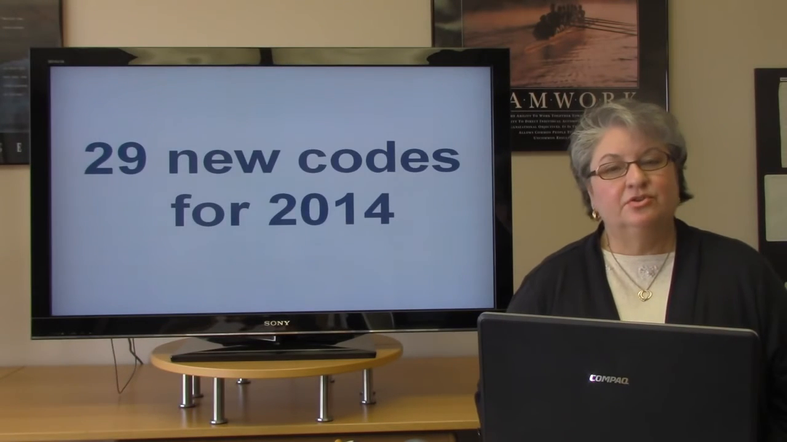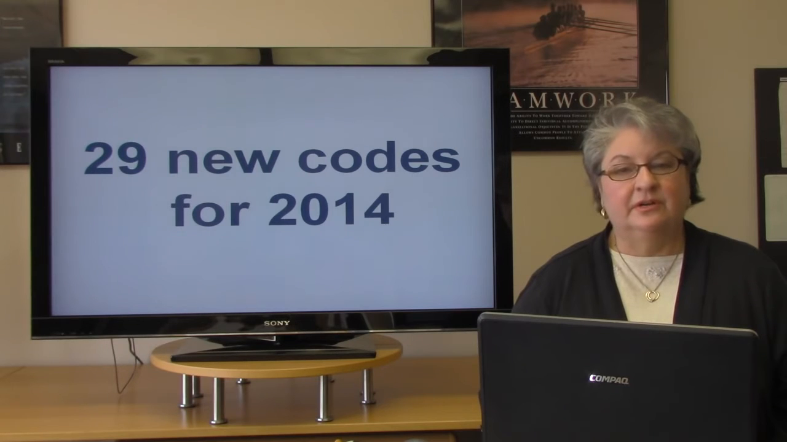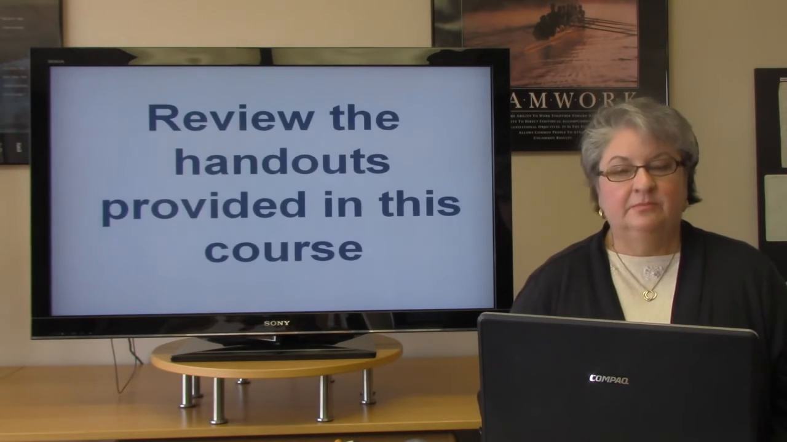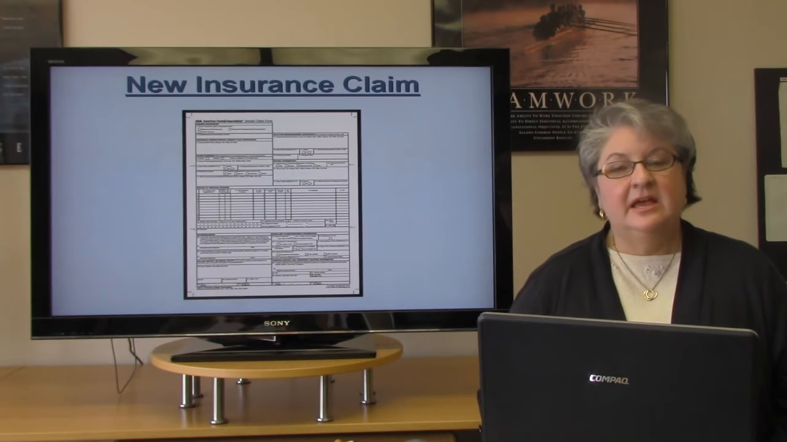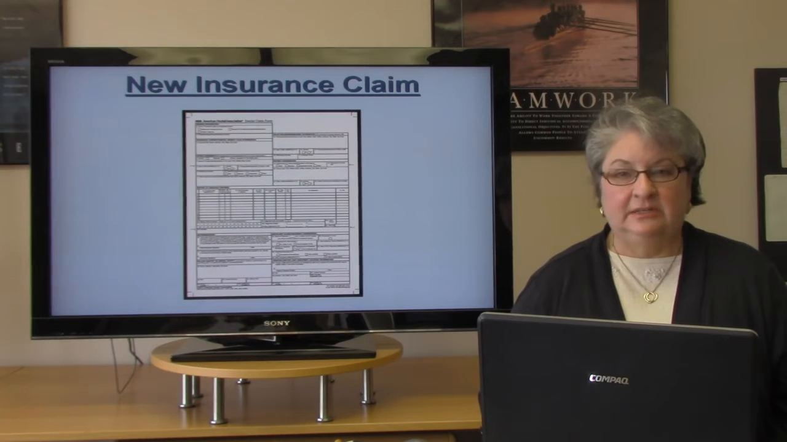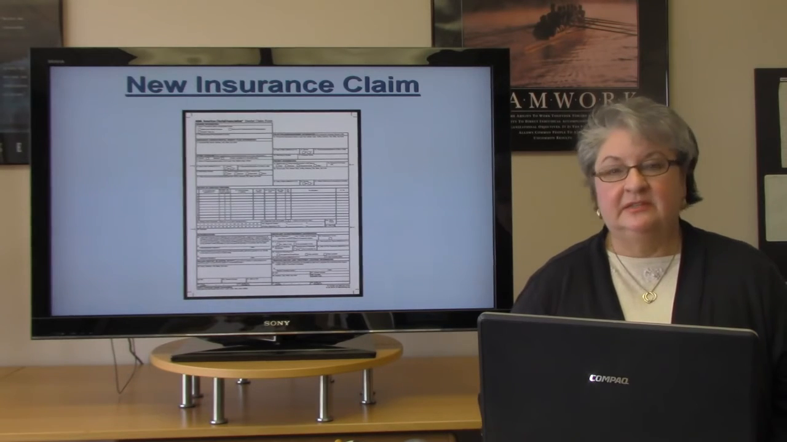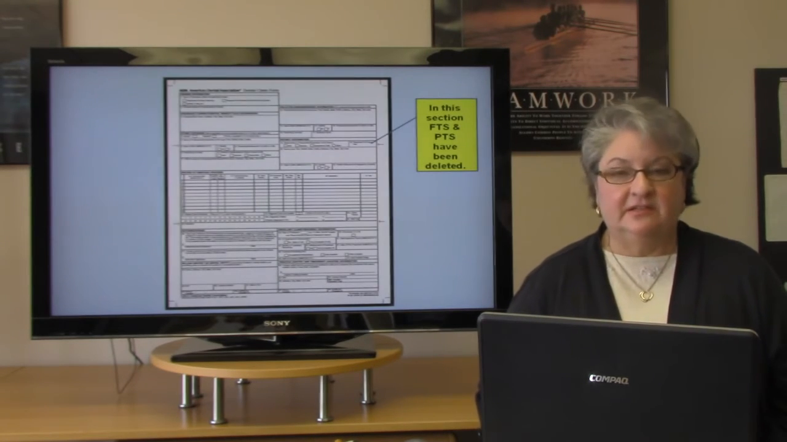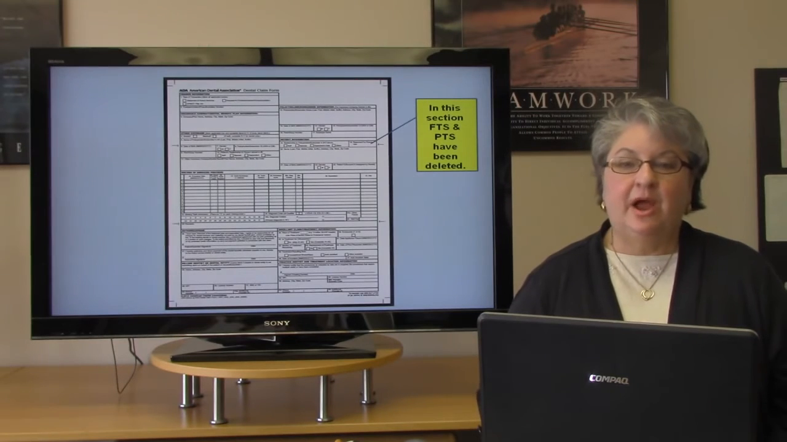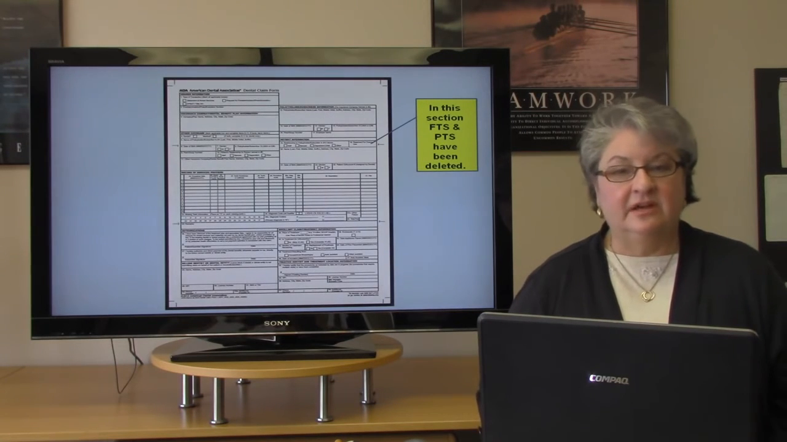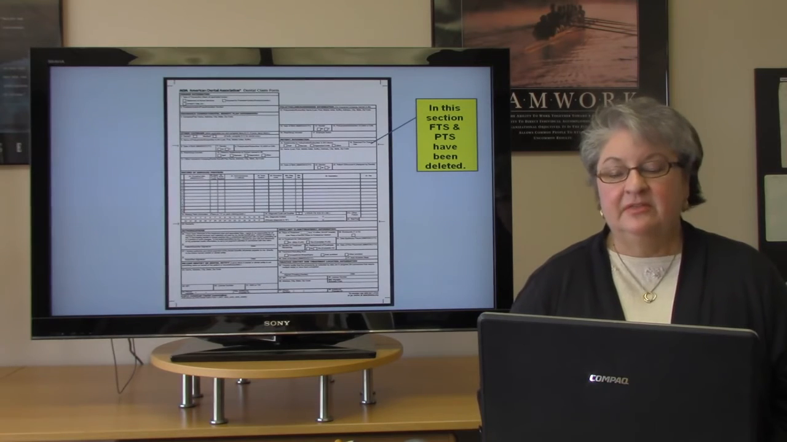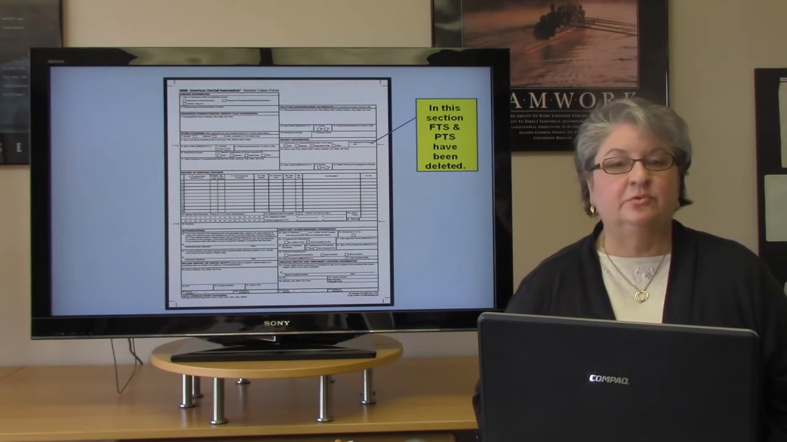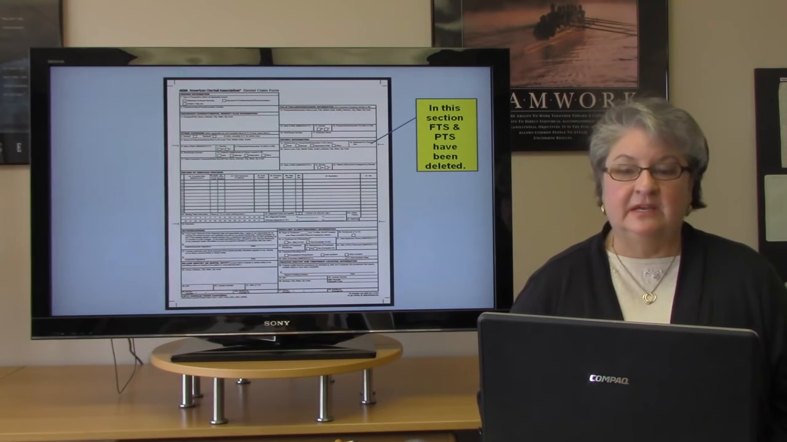And now there are 29 new codes for 2014. These are also in PDF form in your curriculum. Please review the handouts that are provided, and we also have the new insurance claim form for 2014. There have been two changes in the claim form. The first is box number 19, where we used to have the status of full-time student or part-time student. That has now been deleted, and it is going to be used in the future for something else.